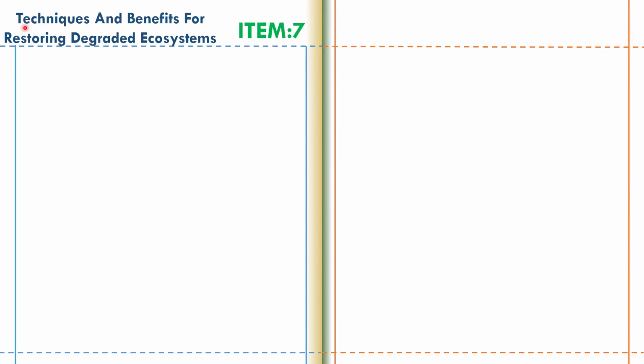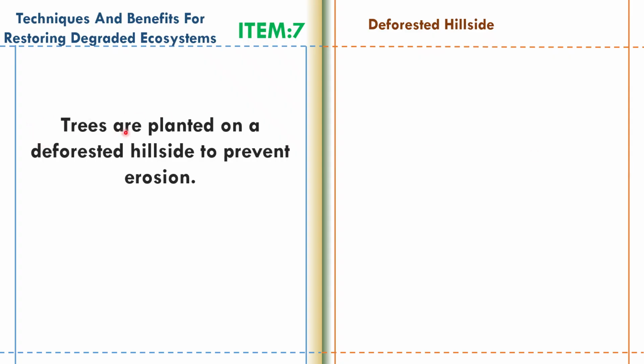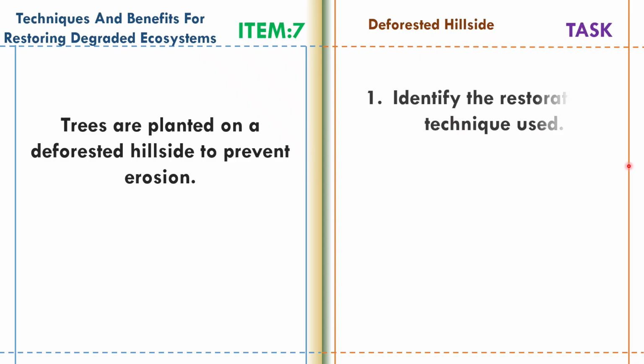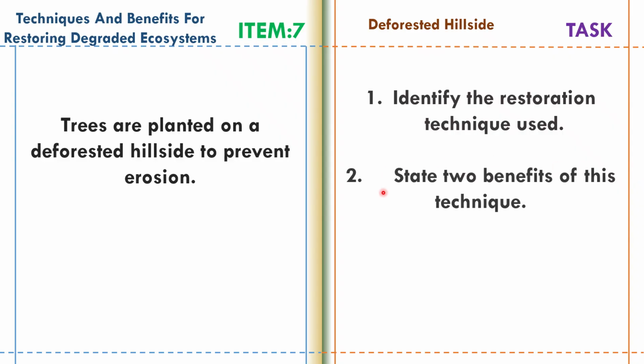Let's now discuss techniques and benefits for restoring degraded ecosystems. Item 7. We are going to look at a deforested hillside. Trees are planted on a deforested hillside to prevent erosion. Task. Identify the restoration technique used. State 2 benefits of this technique.